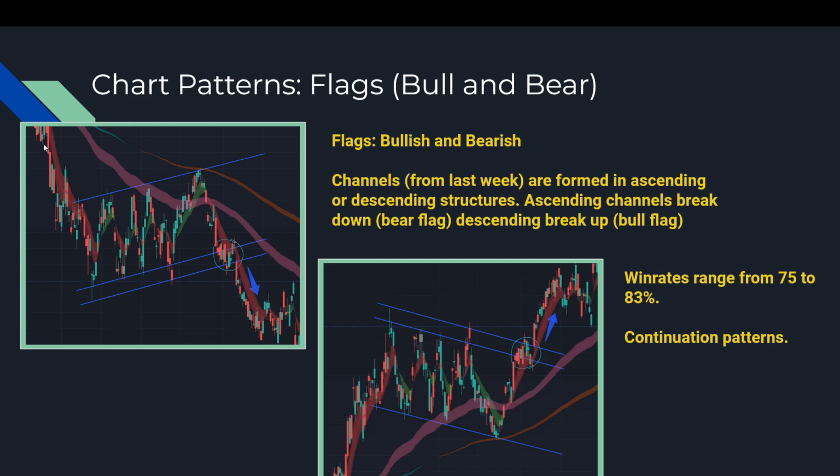Same with the bear flag. We came down into the channel. Price action breaks the way the channel was formed. These have about a 75 to 83% win rate. And again, I believe that is just because the channel is more significant than a trend.